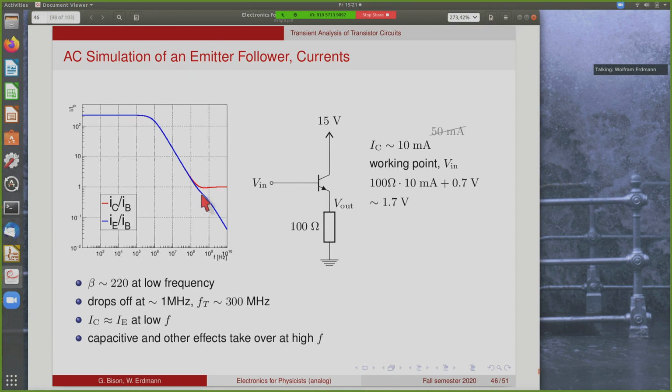So this plot shows both emitter and collector current, and they are of course roughly the same for low frequency. At high frequency they start to diverge a bit, and at that point basically you stop operating the transistor as an amplifier, and all you see here are now capacitive couplings from the input to the output.